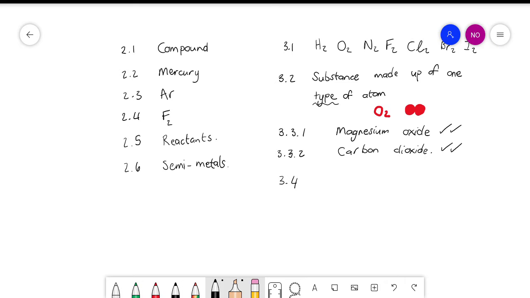3.4. Write down the symbols of the following. What is the symbol of phosphor? What is the symbol of potassium? What is the symbol of bromine? Br2.